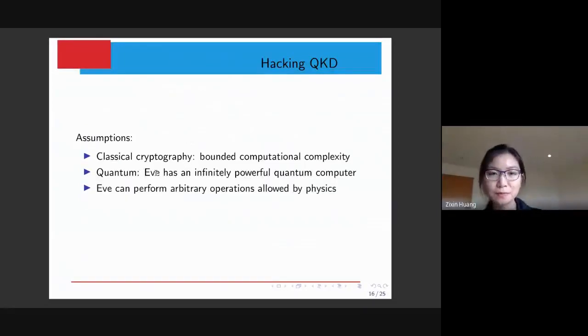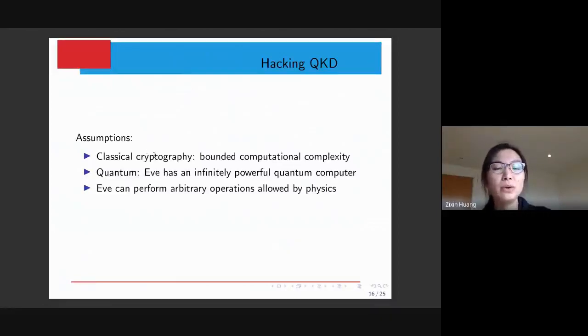Okay, so that was a very rough introduction to quantum technologies and what they're about. Now I want to come back and talk about some of the ways in which quantum key distribution systems can be hacked.